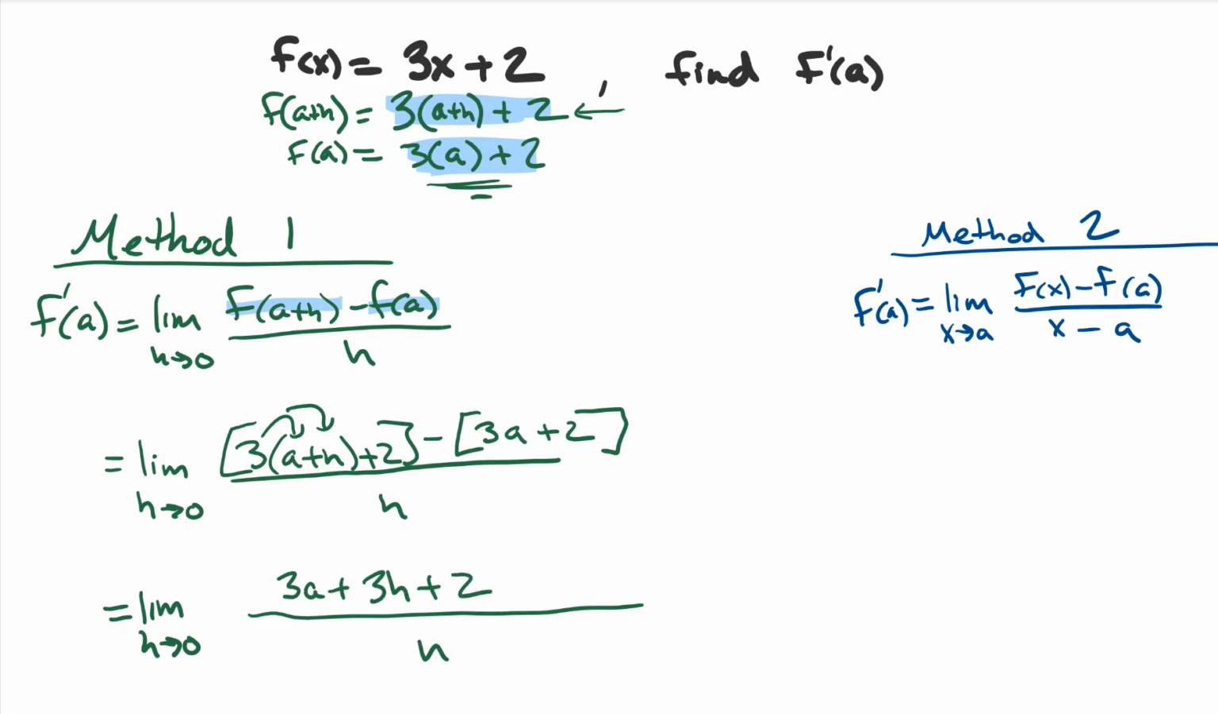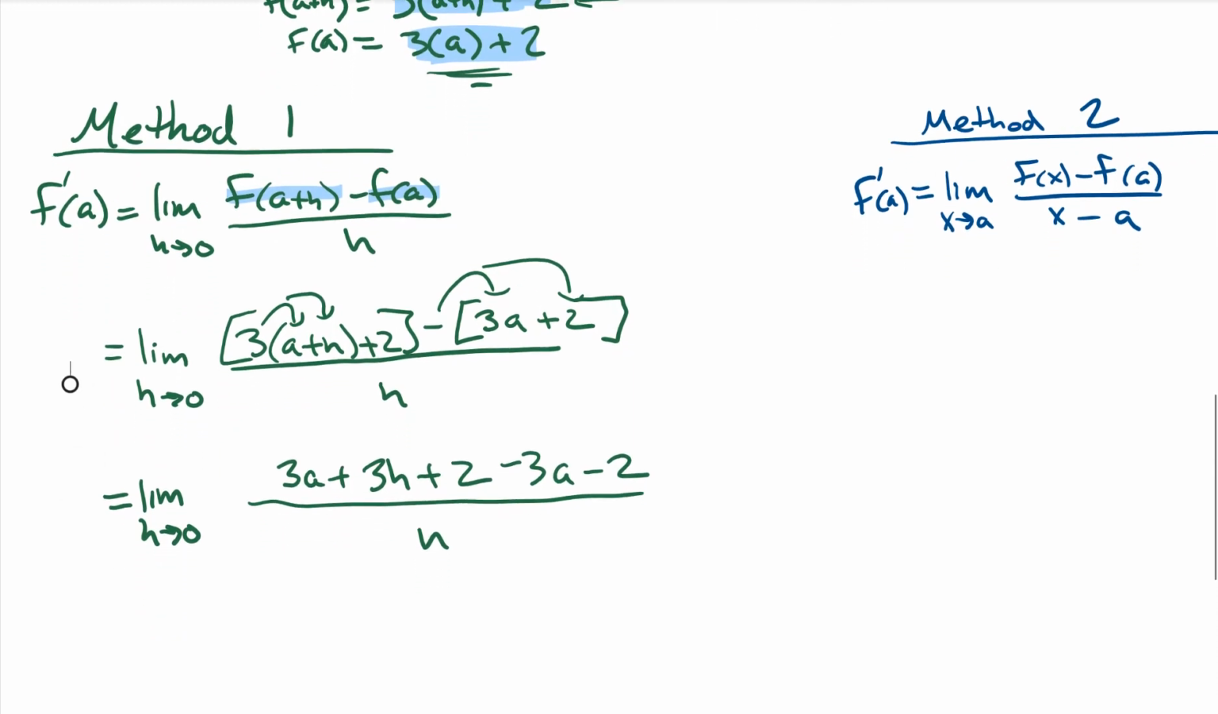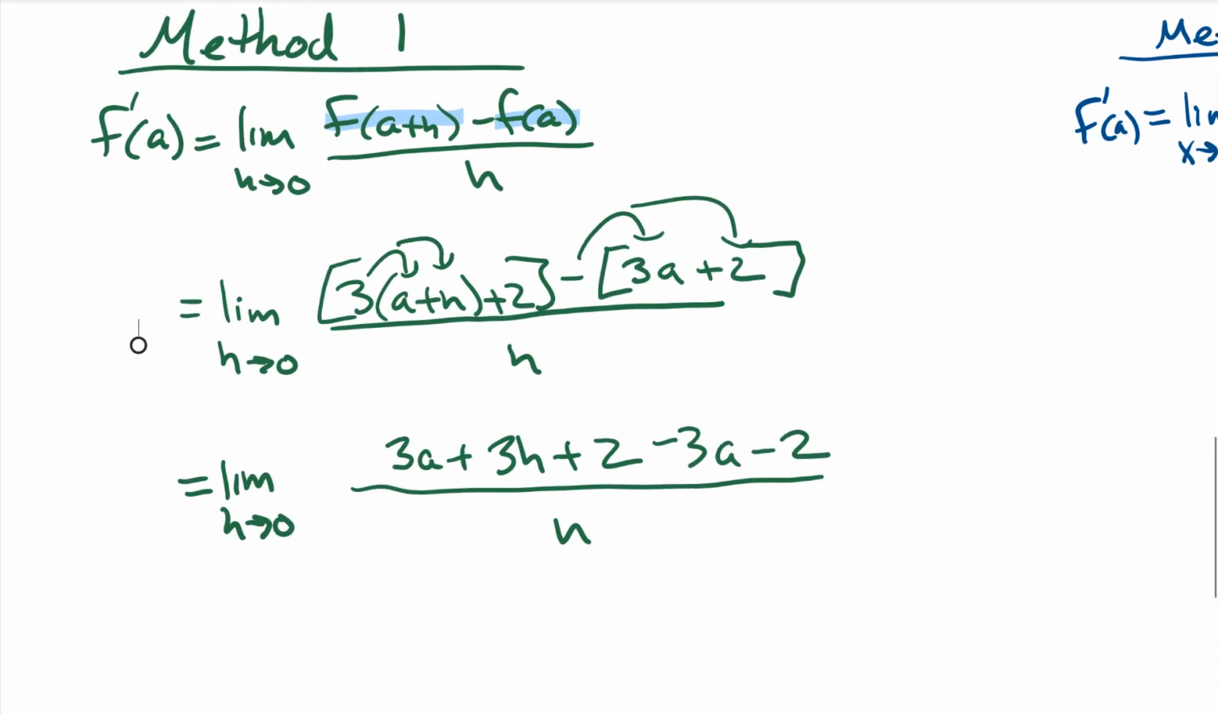So there's that first one. Just got rid of it. Now we bring our negative into both. We get negative 3a minus 2. And now look. Minus 2, positive 2. Positive 3a, negative 3a. Everything goes away. It's all cooked up, even on the giant problems.